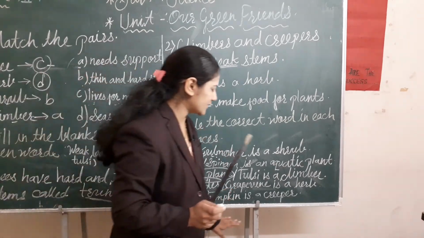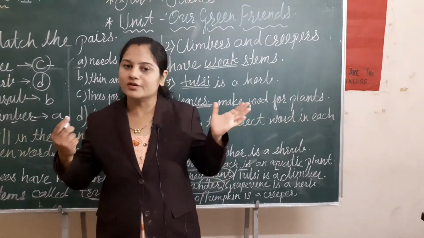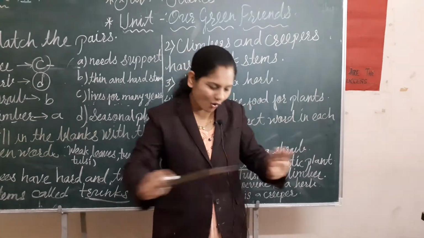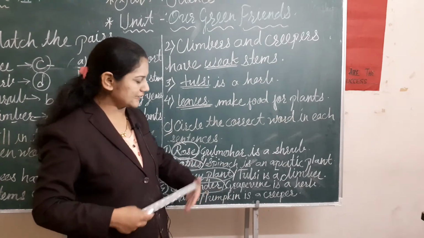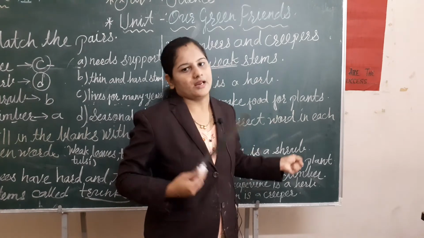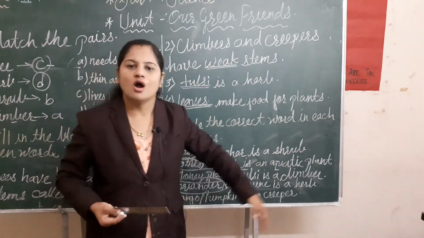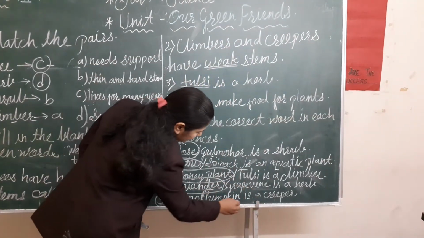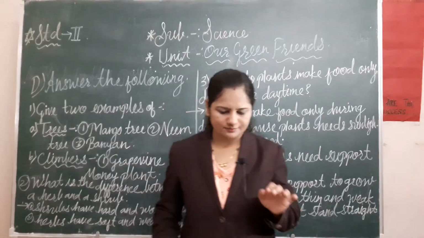Then mango and pumpkin is the creeper. Mango, you all know the tree of the mango. That is a big plant. So mango is obviously not the creeper, and the pumpkin plant has a big fruit and grows along the ground. And the definition of creeper is a plant which grows along the ground. So pumpkin is the answer. Pumpkin is a creeper. Okay students, just 1 minute.